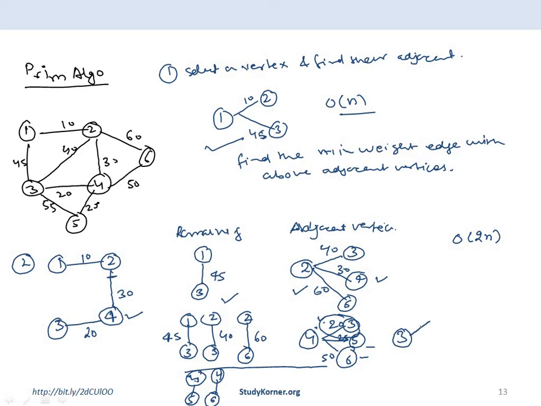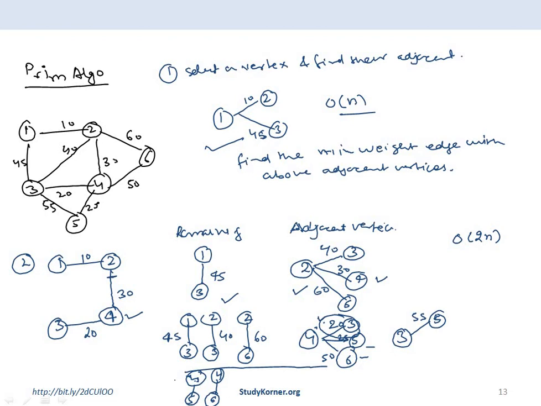The adjacents of node 3 are 4. 1 is already taken, so I have not enlisted it. 2 is already taken, 4 is already taken, I just enlisted 3 to 5, which has the value 55. Okay, so in the adjacent vertex set, I need to select the minimum one.